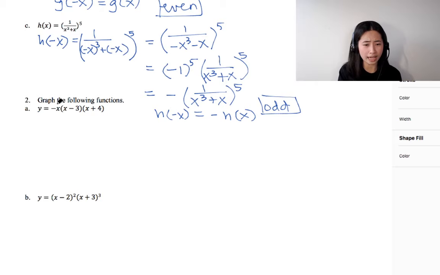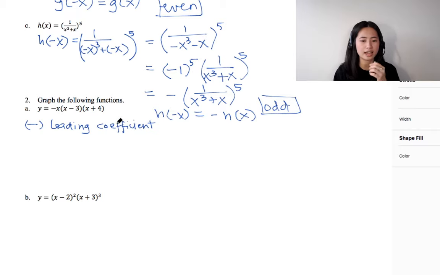If you're looking at this negative sign right here, that indicates that you have a negative leading coefficient, right? And you're probably wondering right now, what does the leading coefficient and its sign have to do with drawing or graphing the function? So if it's a negative leading coefficient, we're going to have that right here. Leading coefficient. If it's a negative leading coefficient, that affects how you graph your function.